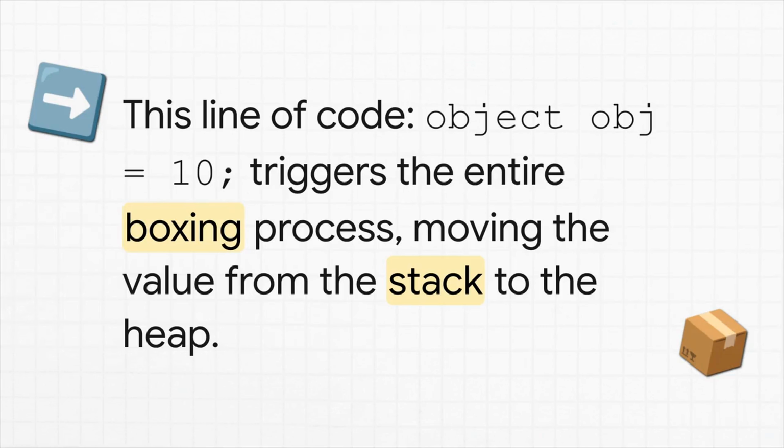And there it is. Let's bring it all back to our original mystery code. That one simple line, object obj equals 10. That is the trigger. You are telling the system, hey, take this simple value, 10, which belongs on the stack, and store it in an object variable, which has to live on the heap. And just like that, you've ordered a full-on boxing operation.